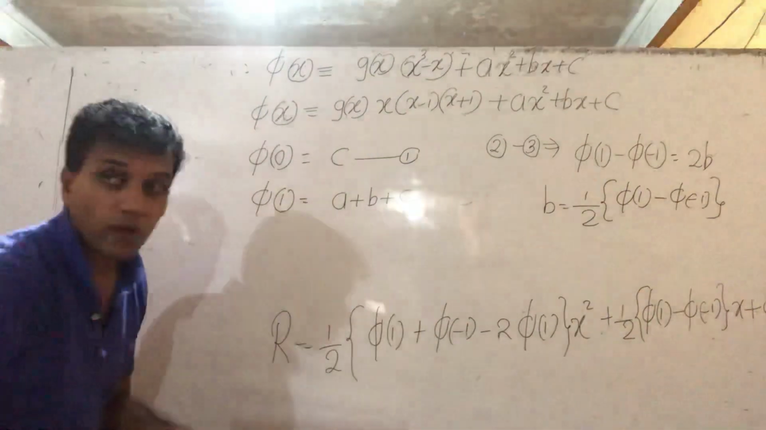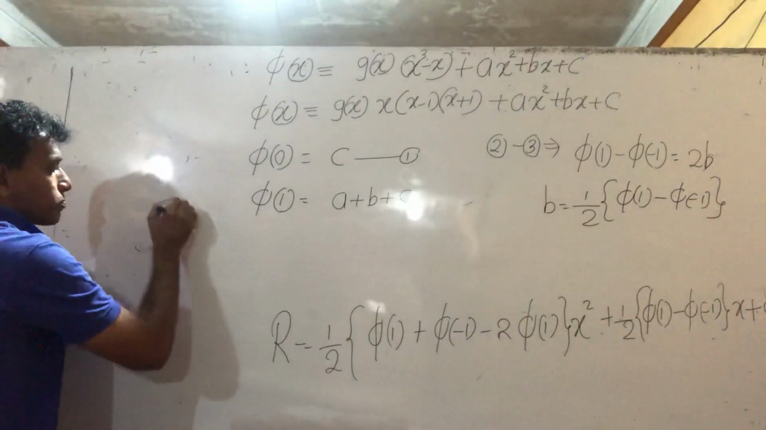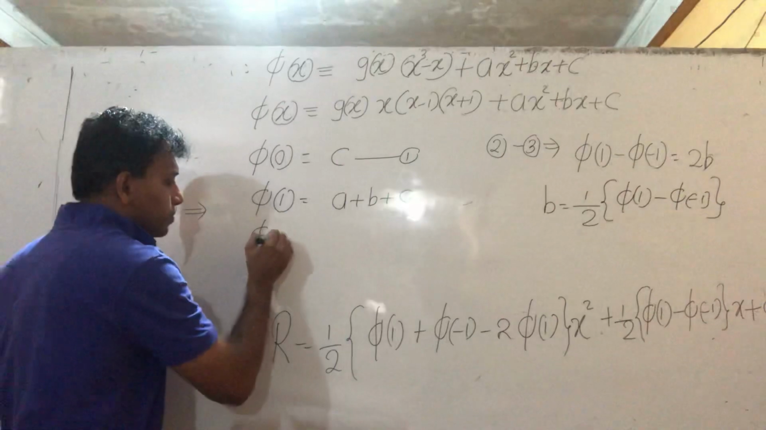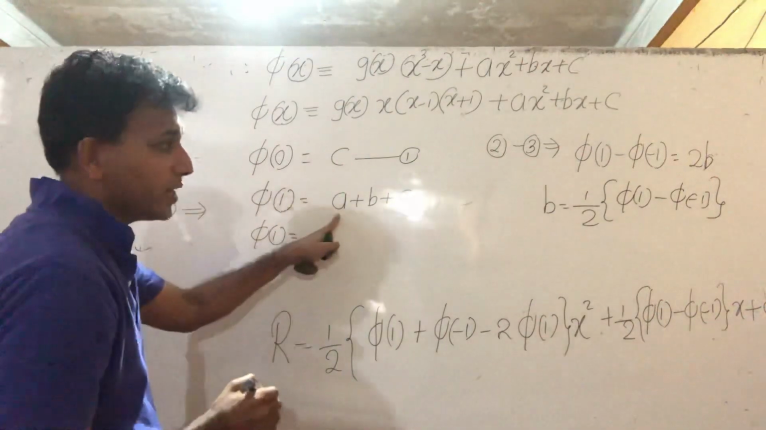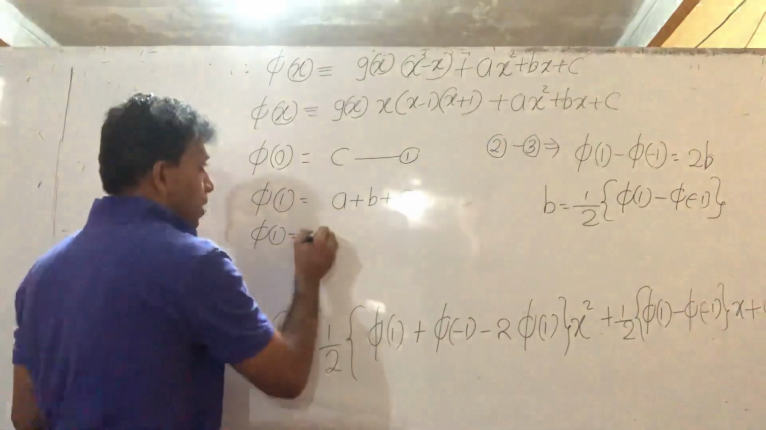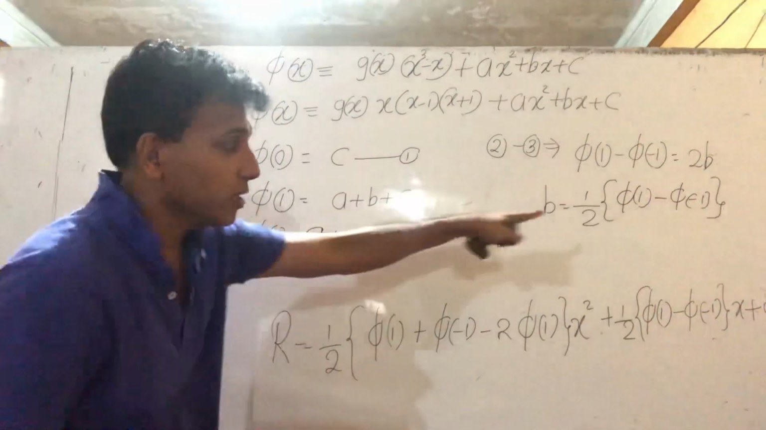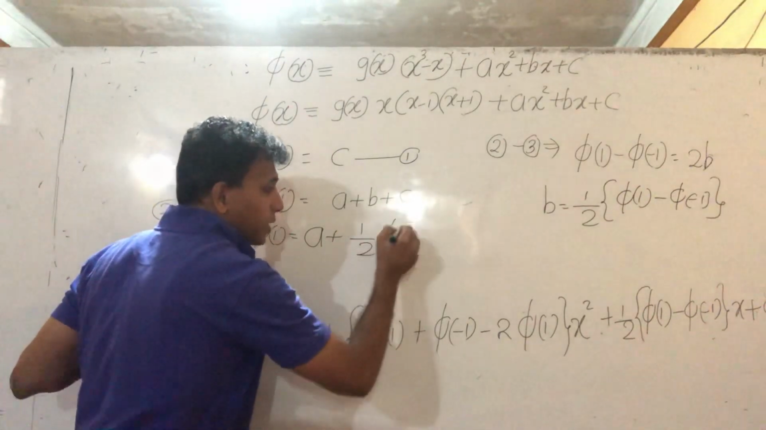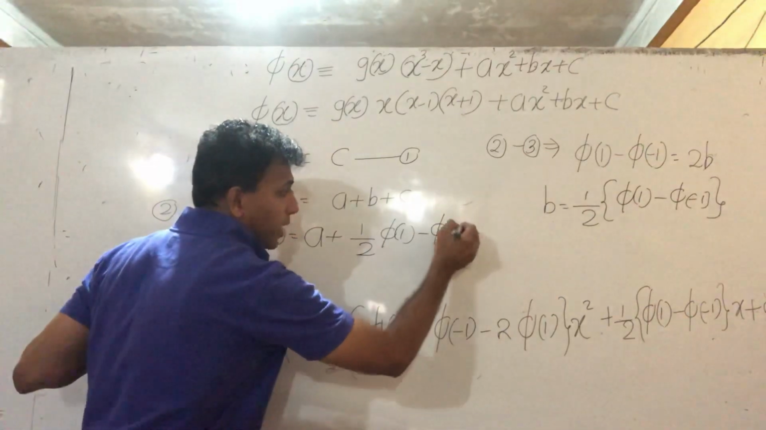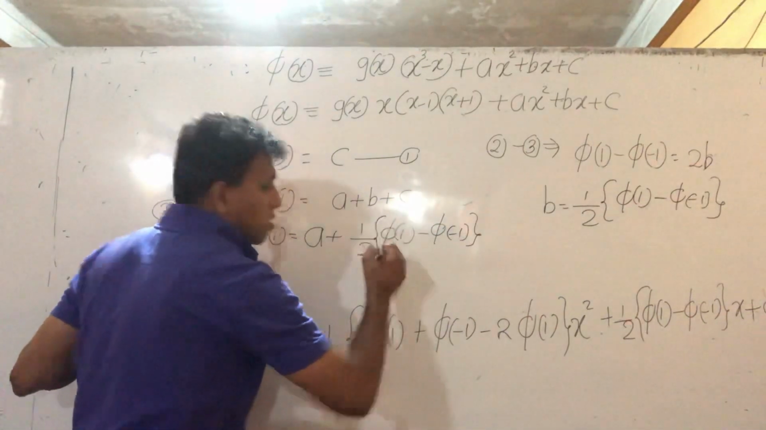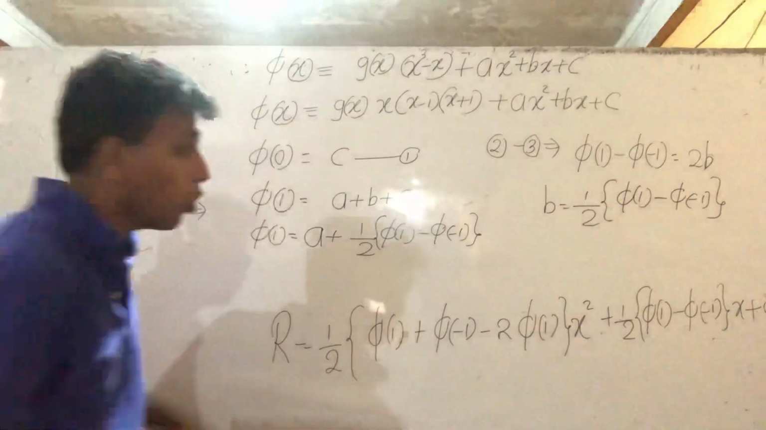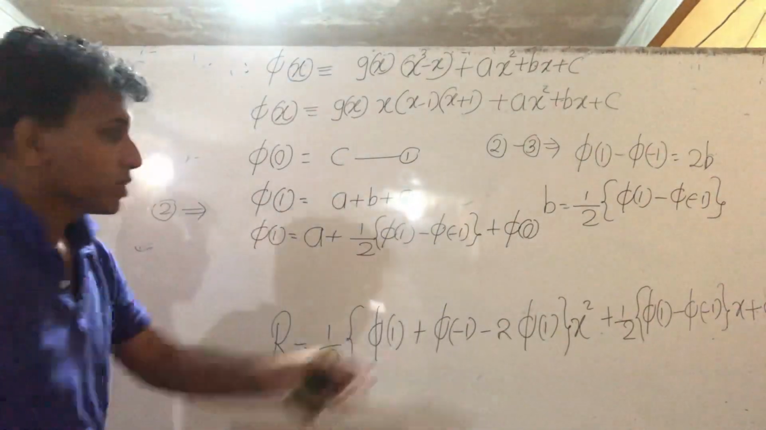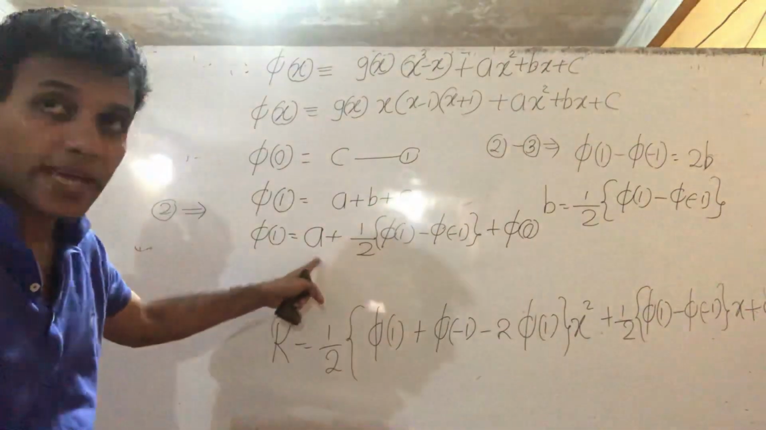Okay. Next you can write from 2, phi of 1 equals A, what is A? Still we don't calculate. A plus, what is B? Write the B answer: half into phi of 1 minus phi of minus 1. Okay, C is phi of naught plus phi of naught. So take everything this side, find the A answer.